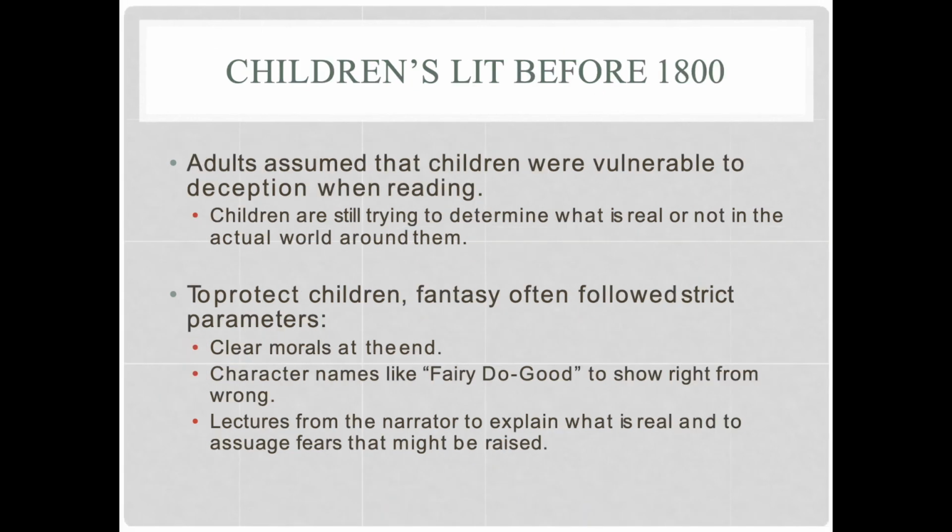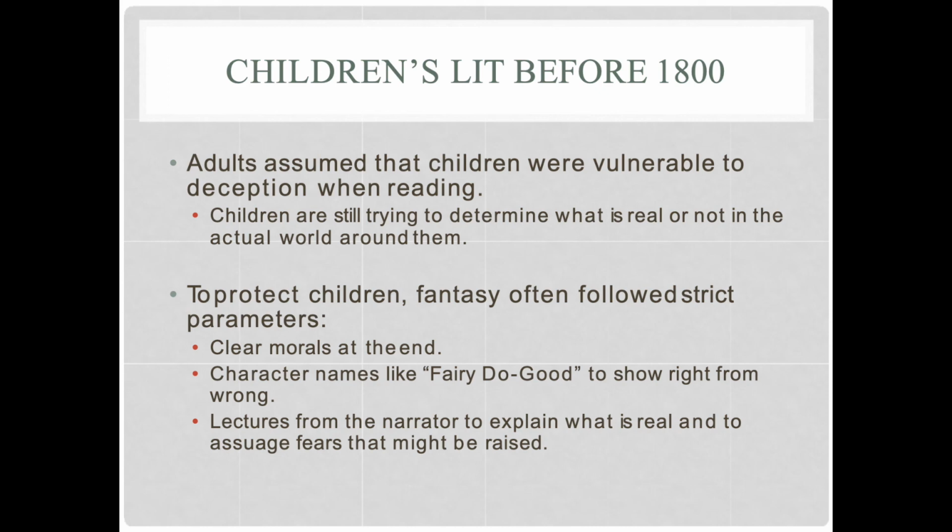Okay, so I know that was probably a lot of dense, fast history and information. So I wanted to give you 2 quick slides that'll help condense some of that into something that's a little more manageable for study in the future. So what I have here is that children's lit before 1800, you need to remember that adults assumed that children were vulnerable to deception when reading, so that there needed to be these warnings and protections for them in order to contain the possibilities of literature and reading so that children would be more morally guided.